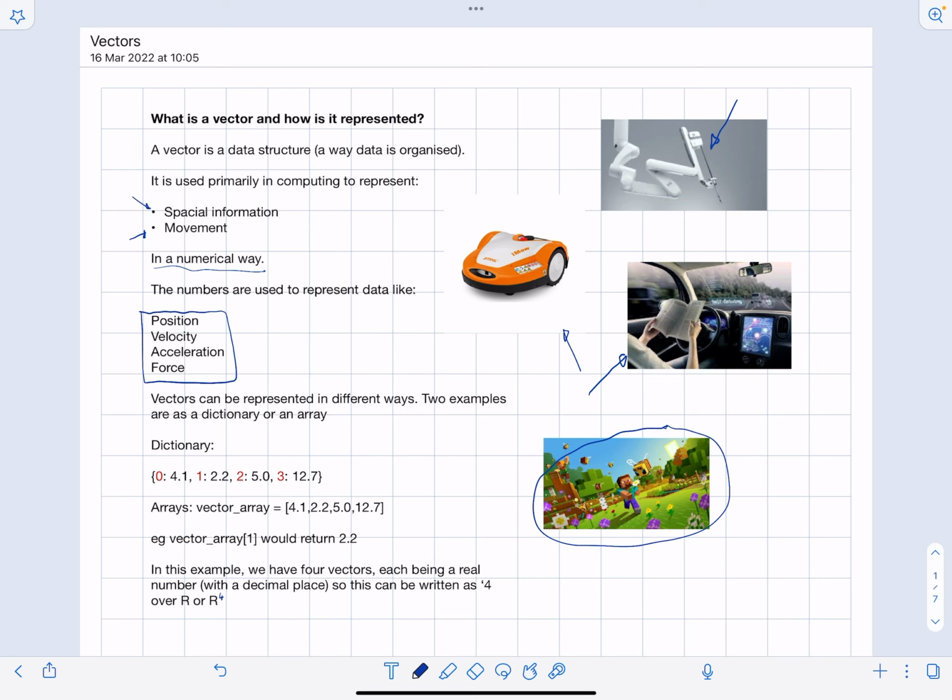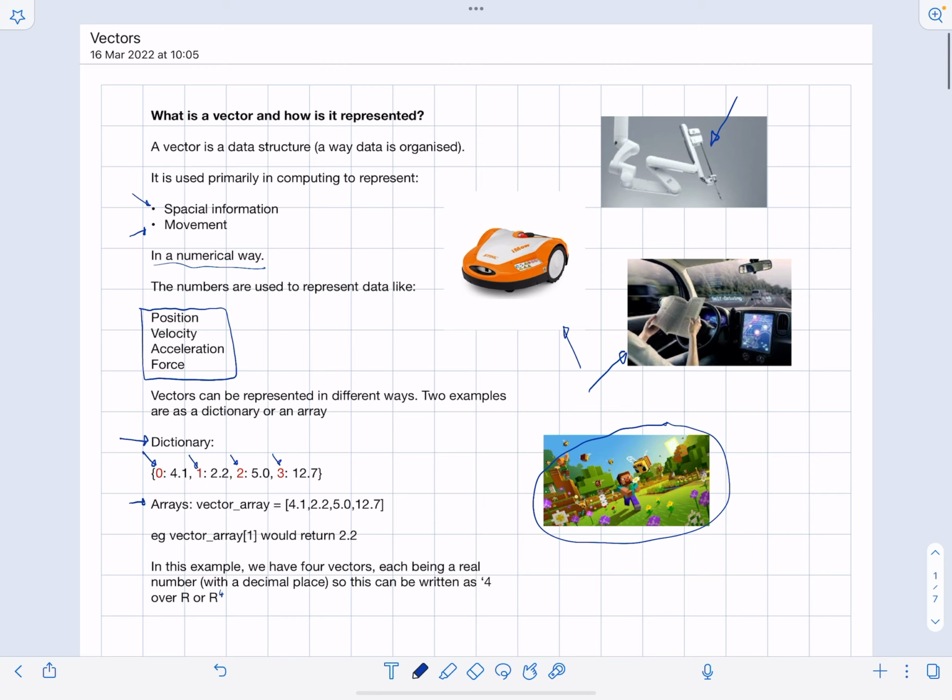Position, either maybe on a 2D or 3D area, velocity, acceleration and force. And vectors can be represented in various ways on a computer system. Two ways in which it could be represented are as a dictionary, and I've just highlighted the key for the dictionary in red there, or maybe as an array, just here. So you can see the numbers stored in an array. And for example, if we did, in this case, vector array 1, this would return the vector 2.2.